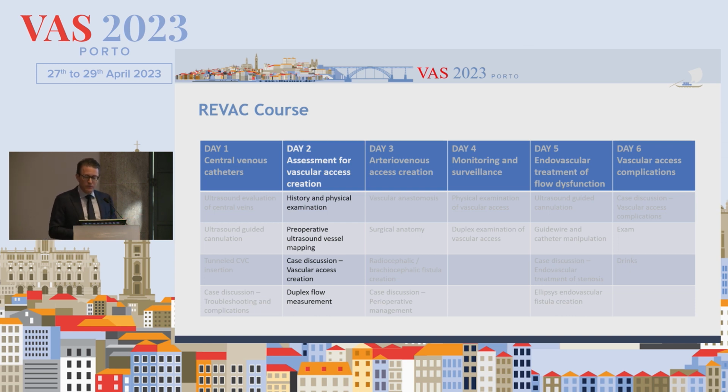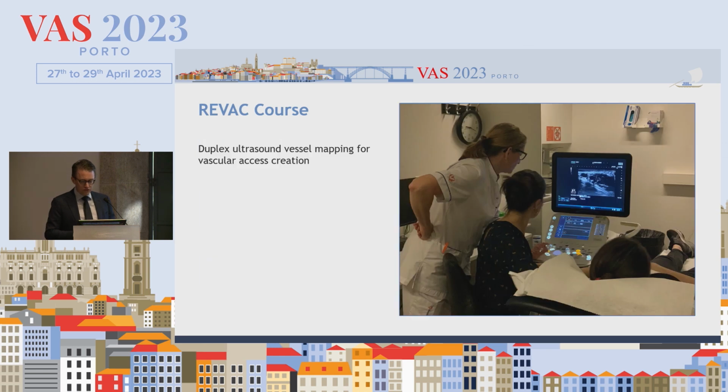So the second day, we took it a step further to creation of arteriovenous vascular access, by discussing how to do the preoperative assessment. It was on history, physical examination of the patient, and a lot of time we devoted to preoperative ultrasound vessel mapping. Then we combined this information in a case discussion on vascular access creation to decide for particular patients which would be the ideal vascular access, and also to argue why you think that the particular access would be best. So this is the way we practiced this duplex ultrasound vessel mapping.